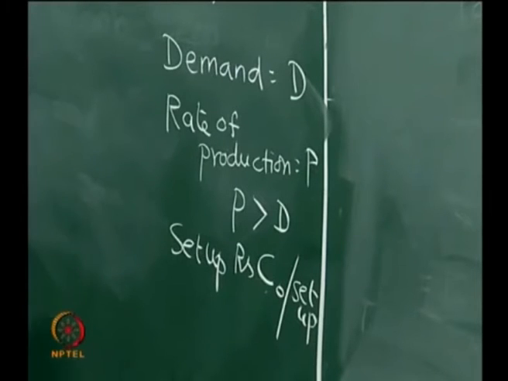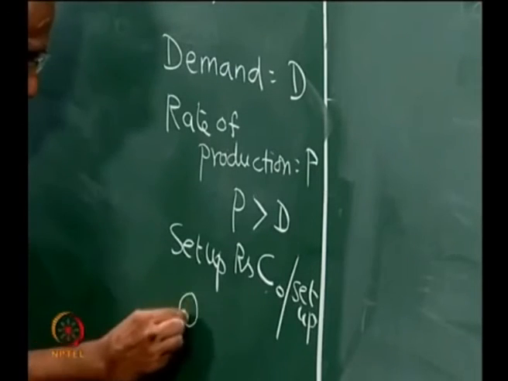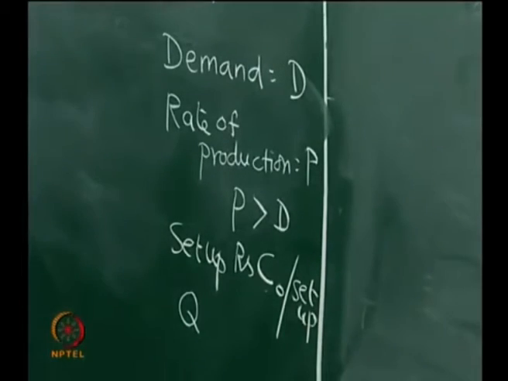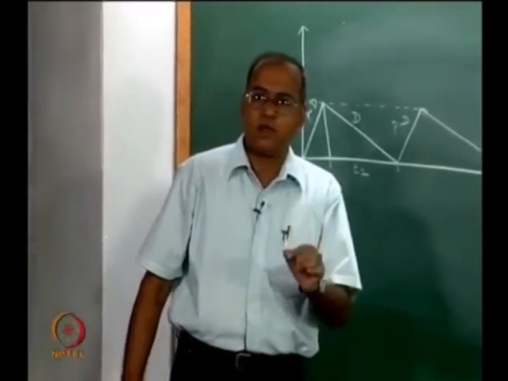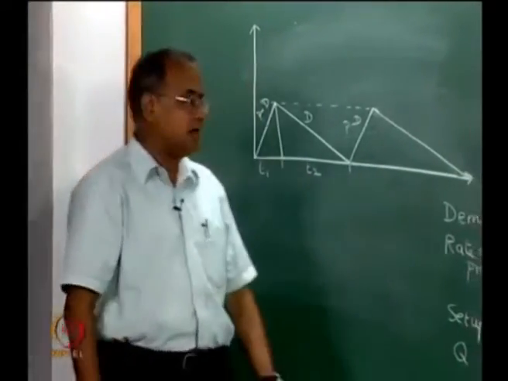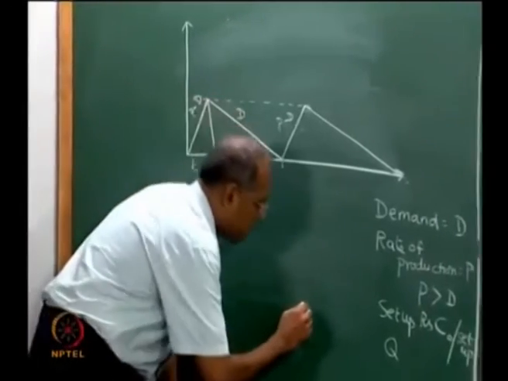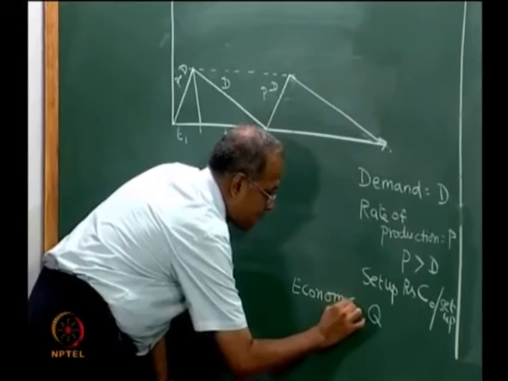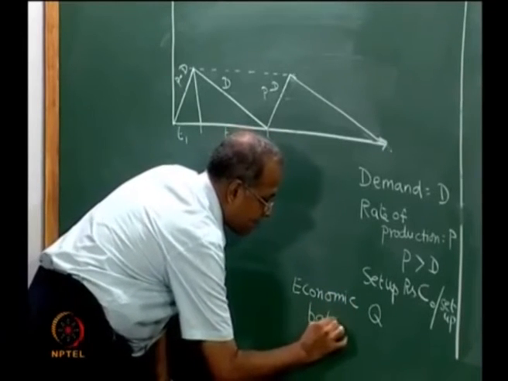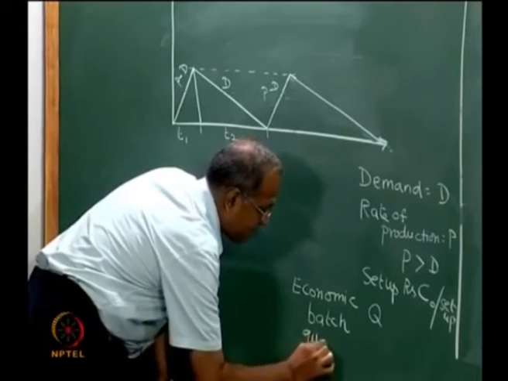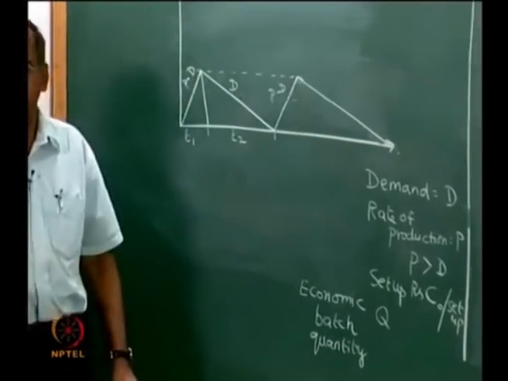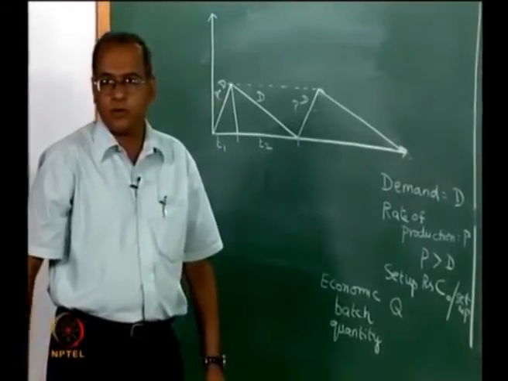Now we have to find out, whenever we produce a certain quantity Q, what is the economic batch quantity. When we were ordering this item, the Q was called economic order quantity. Now when we produce, this Q is called economic batch quantity. It is called EBQ, it was called EOQ earlier.